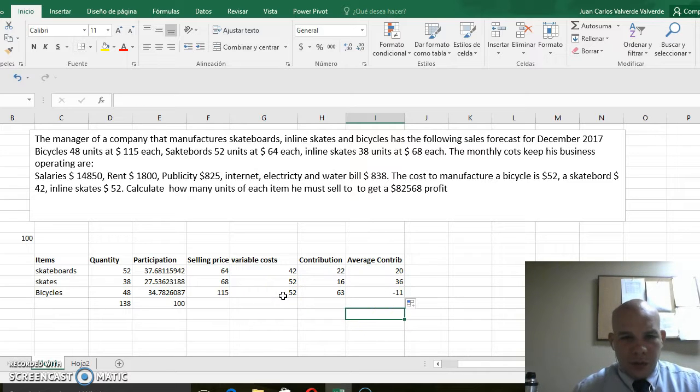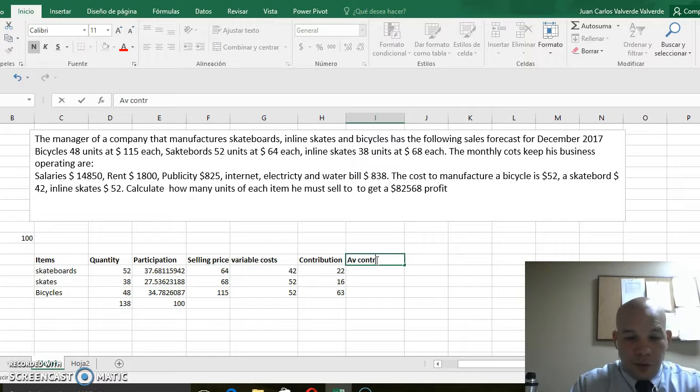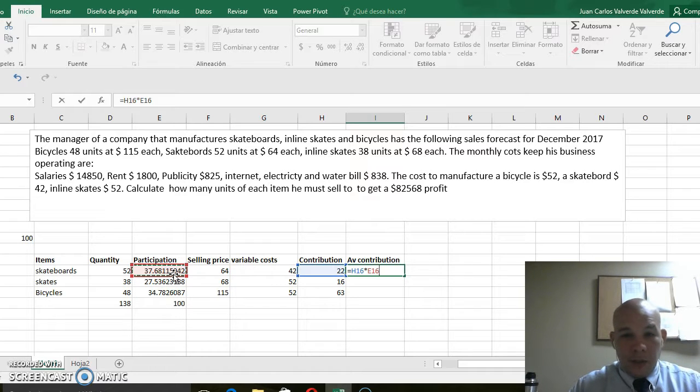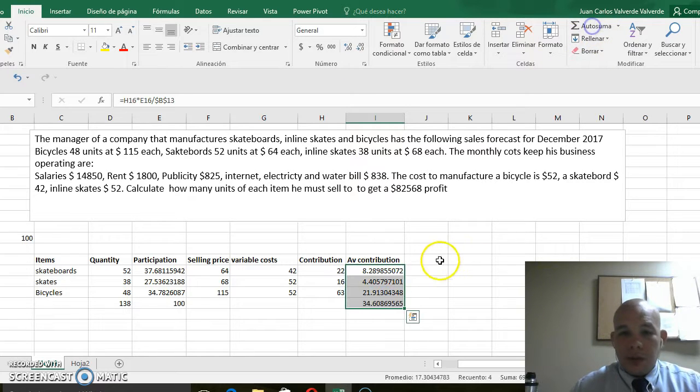Oh, something is wrong here. I'm sorry, I made a mistake. To calculate the average contribution, basically what we're going to do is multiply the contribution times participation, and divide it by 100. So here it is. That's right. This is not a mistake anymore. So we get the average contribution and we add it up. The average contribution is 34.6.